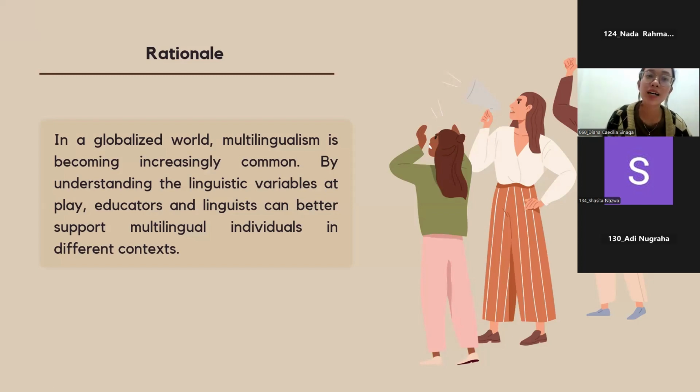That's the analysis result. Now I will tell you about the rationale from the analysis and the theory. In a globalized world, multilingualism is becoming increasingly common. By understanding the linguistic variables at play, educators and linguists can better support multilingual individuals in different contexts.